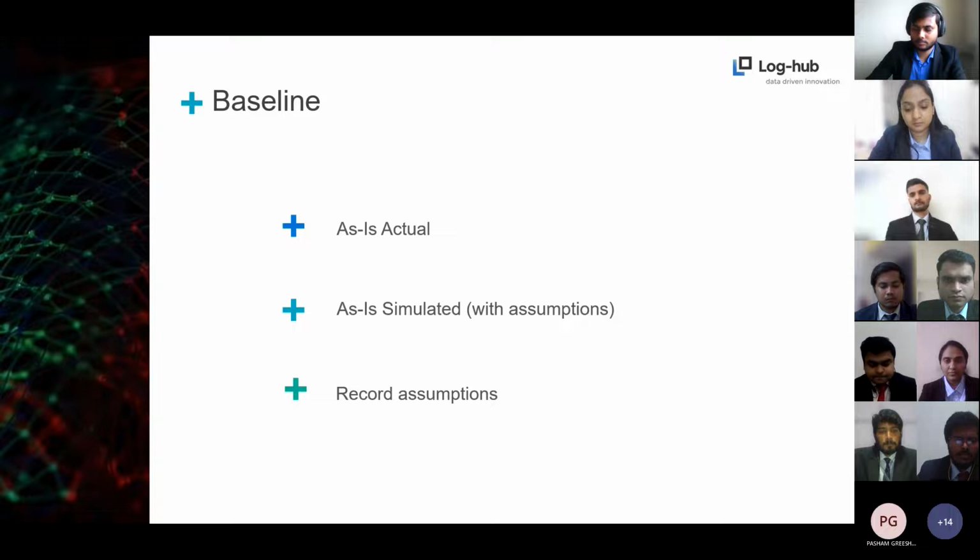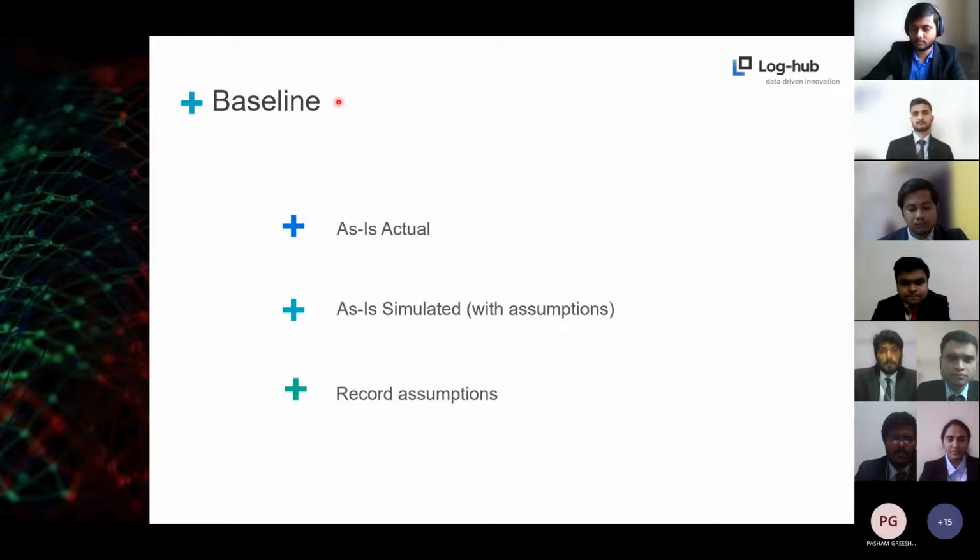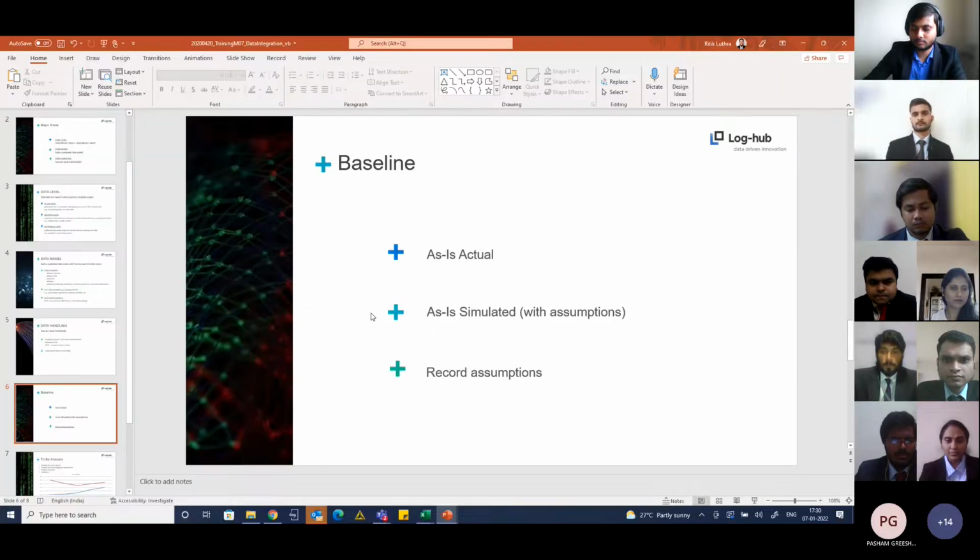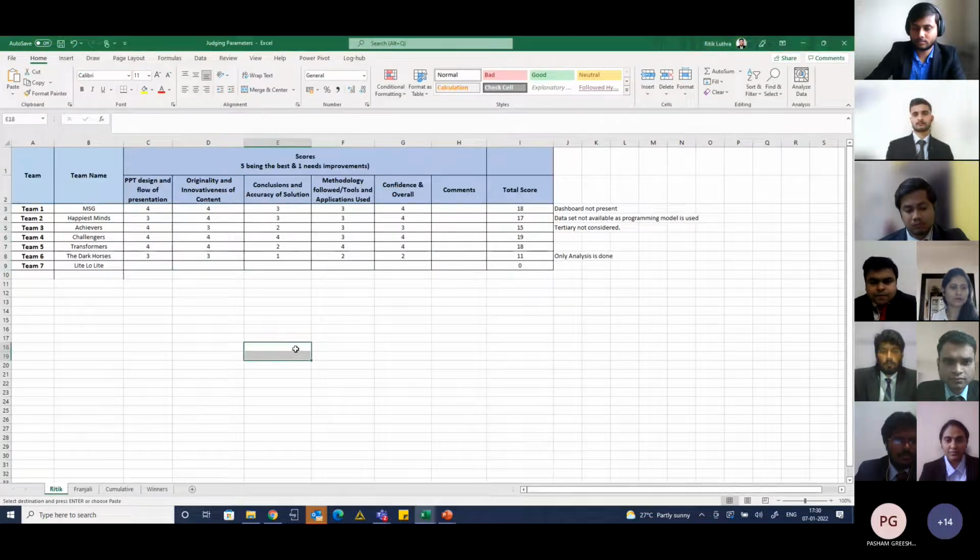There was one particular team which was also focusing a lot on the as-is scenario. So whenever you receive a particular project, the first thing that you need to do at that point of time is establish a baseline. It is extremely, extremely important to establish a baseline. How are you going to establish a baseline? Let me show you something else as well. Or let me give you a particular scenario.